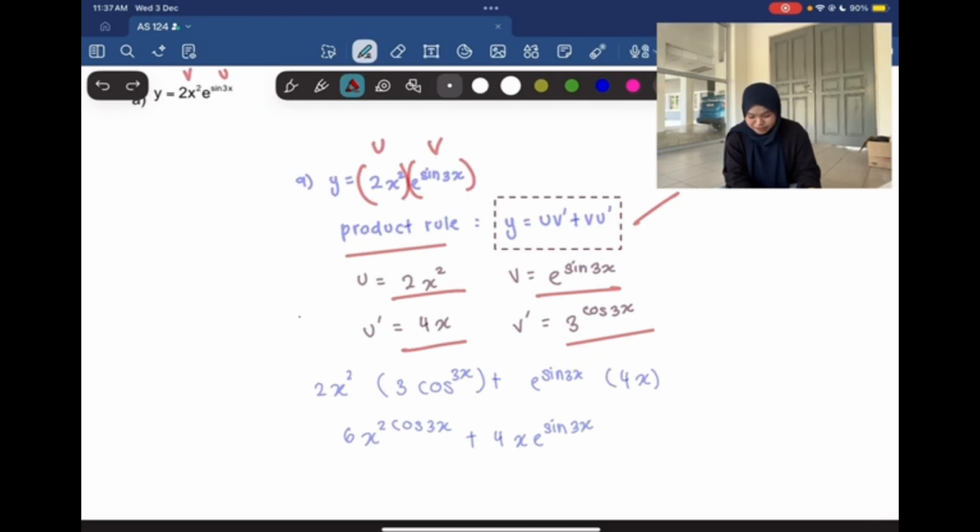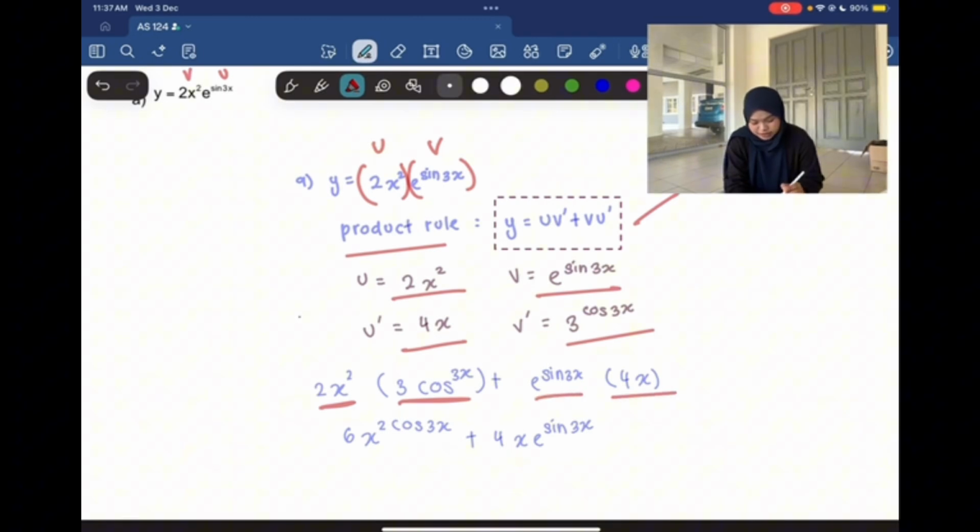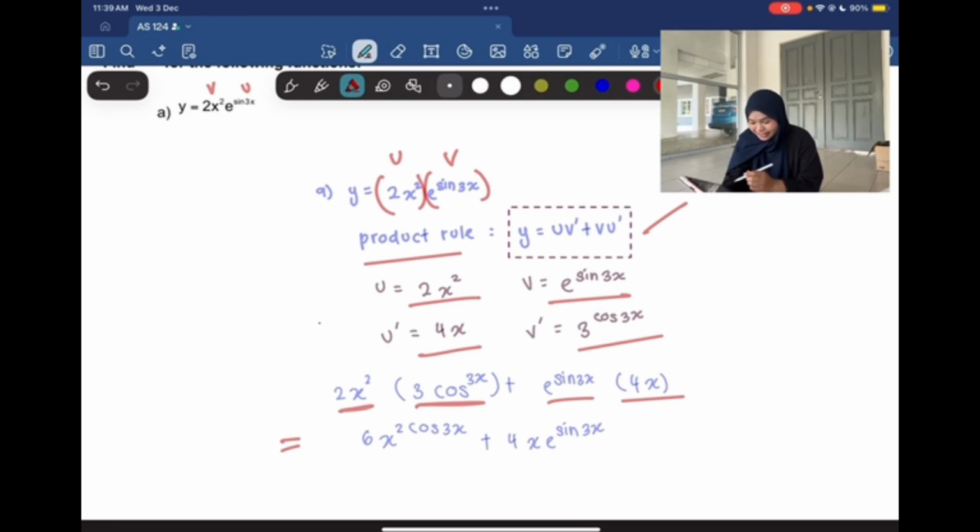So next, we have to substitute everything into the product rule. x to the power of 2 bracket 3 cos 3x e to the power of sin 3x plus e to the power of sin 3x bracket with 2x. So we get 3x to the power of 2 cos 3x e to the power of sin 3x plus 2x e to the power of sin 3x.